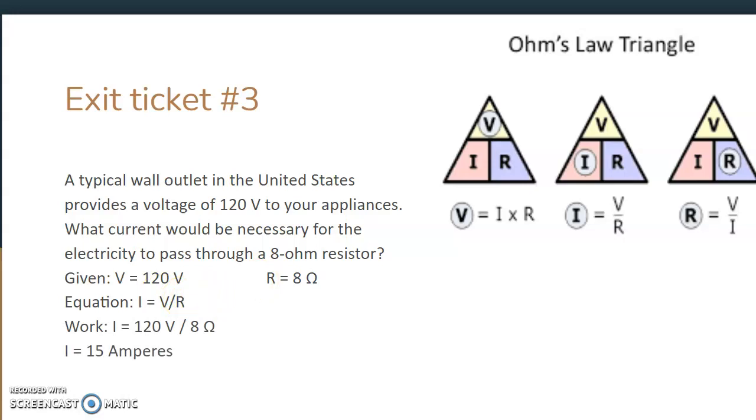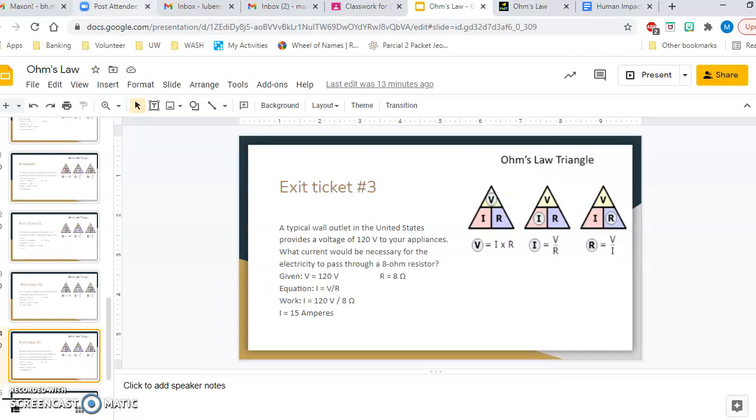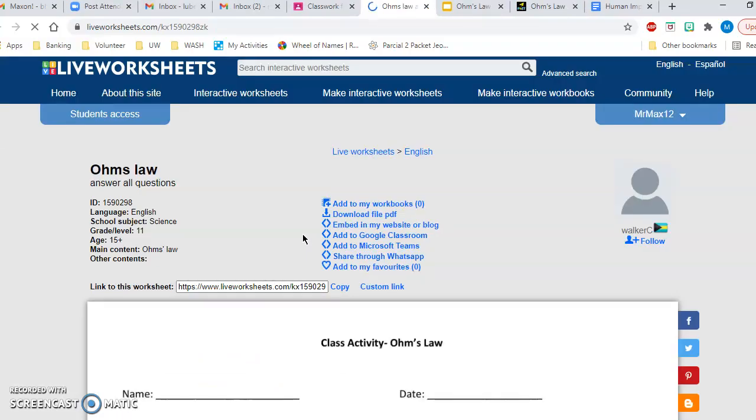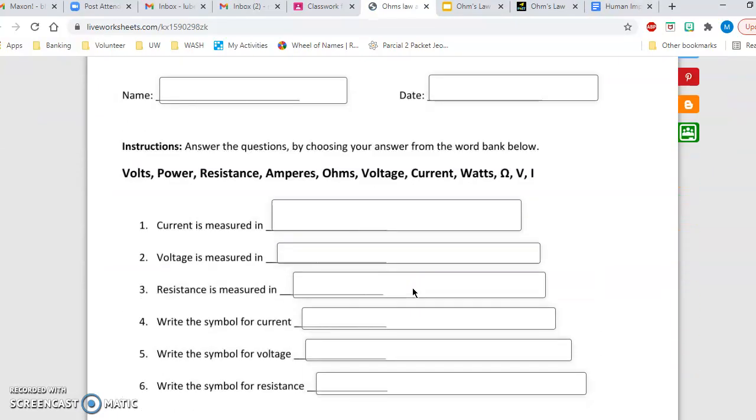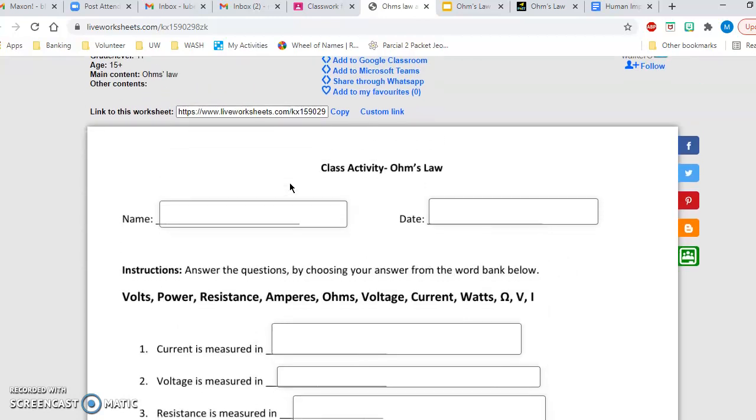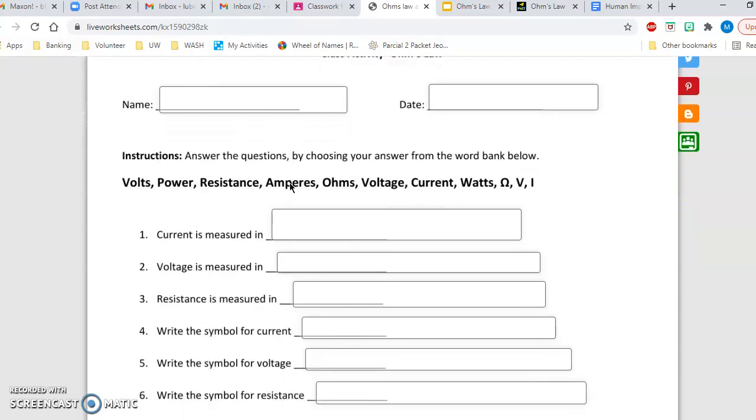So that's all the example problems and practice I had planned for us on our presentation. I also have a quick little Ohm's Law activity on liveworksheets.com. This is kind of a new thing that I found, actually helping some of the other people at the school. One of the other teachers is using this, and the way this works is it's like a PDF.